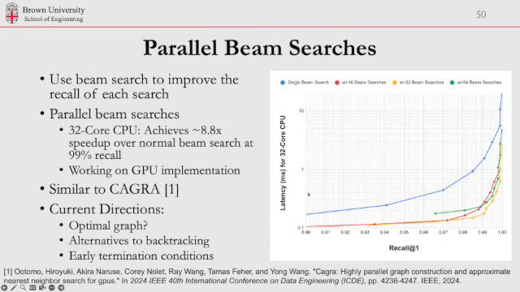The results I show on the right are for a 32-core CPU. I'm working on the GPU implementation. But compared to just a normal beam search in blue, if we do 32 searches on a 32-core CPU, we can achieve an 8-9 times speedup over just a normal beam search. Unfortunately, this idea that we sort of stumbled upon is actually very similar to what NVIDIA has done in CAGRA this past year with their GPU implementation.